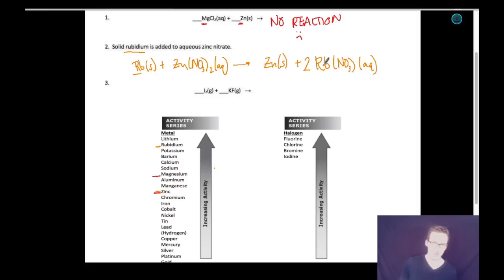That will off-balance my moles of rubidium, so I need to add a coefficient of 2 here as well, and that will balance my chemical equation, and we're done with number 2.